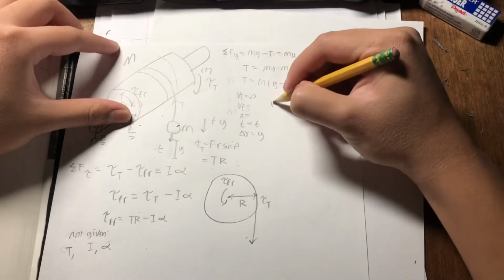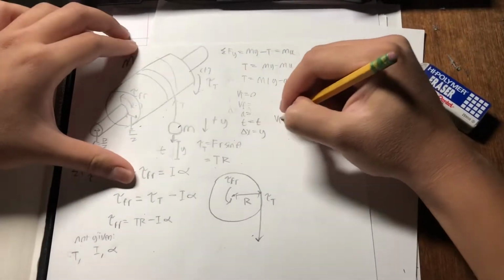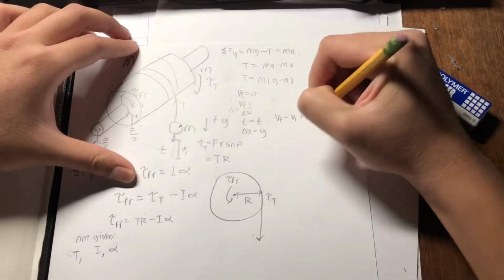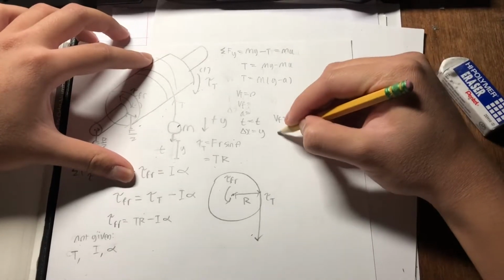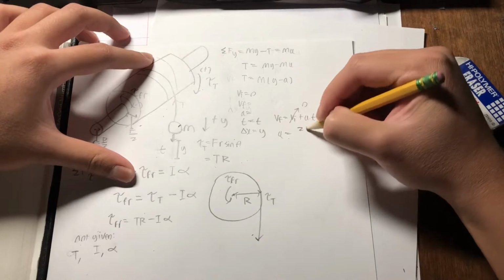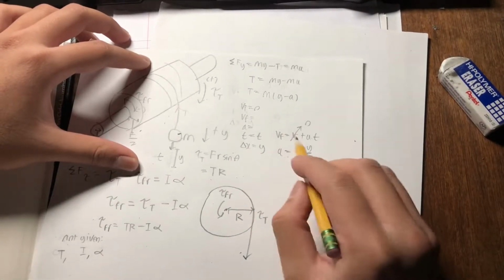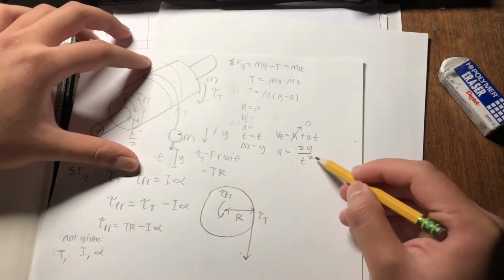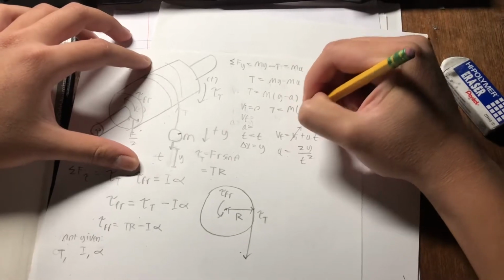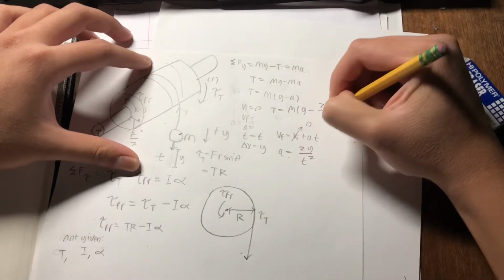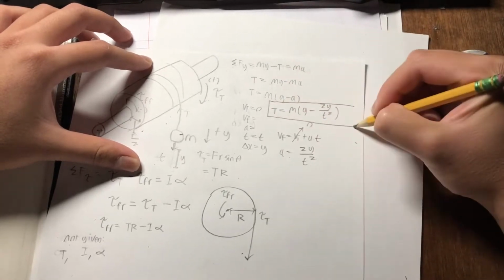So if you use this kinematic equation, velocity final is initial velocity plus at. Initial velocity is 0. You can solve for acceleration, and it comes out to be a equals 2y over t squared. Just plug in the values, solve for a, and this is what you get. So let's put a back up here. Tension is actually m(g minus 2y over t squared). Now this is something we can use in our final expression when we plug in.